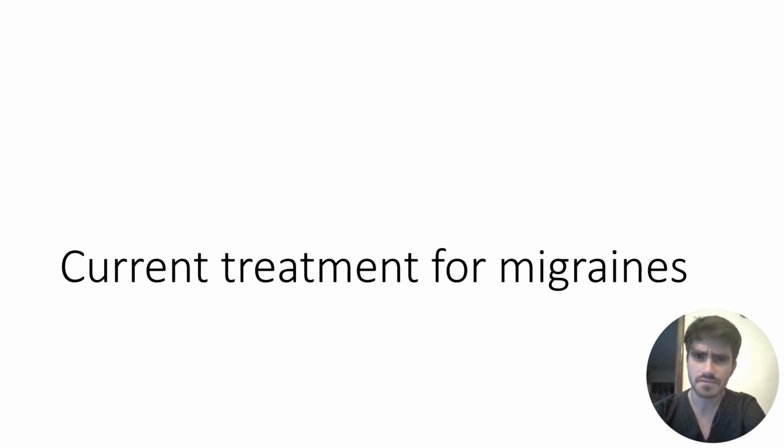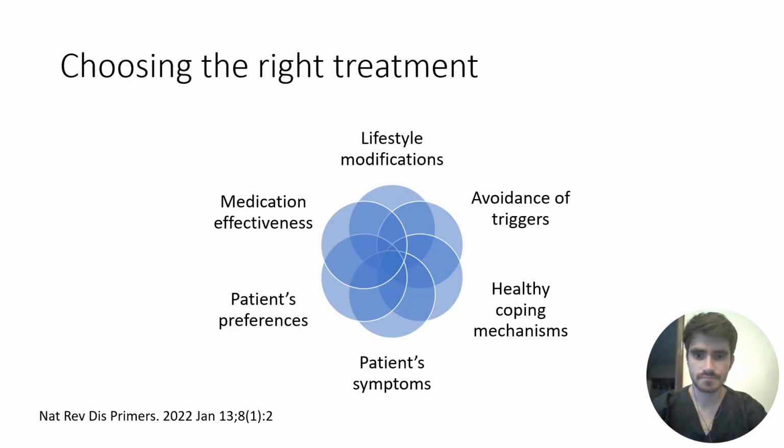Now, what kind of therapies do we have for treating migraines? When choosing the right approach to treat a migraine, we must consider several factors relating to the patient and their way of life. Things such as the avoidance of triggers, the healthy coping mechanisms, and patient symptoms may guide us into choosing the right therapy for this patient. However, we must also consider the patient's preferences and the medication effectiveness before we choose the appropriate treatment. And finally, the lifestyle modifications of the patient are really important because they will guide us into choosing the best treatment for the patient.